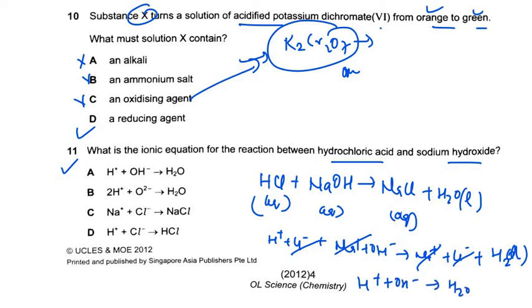Now figure out which option is matching here. Option number A. So this is the ionic equation for neutralization. Very important. You can write it somewhere.